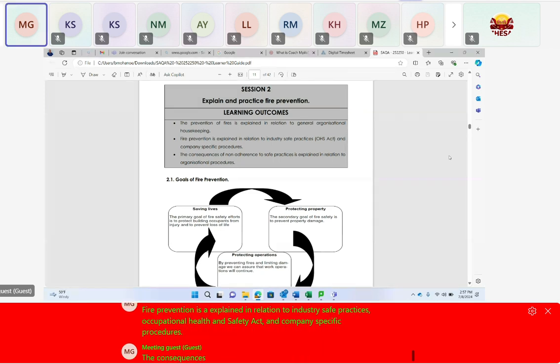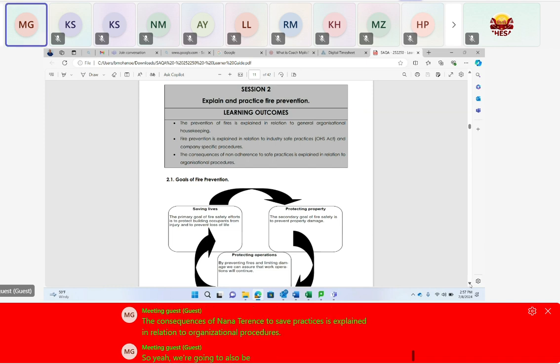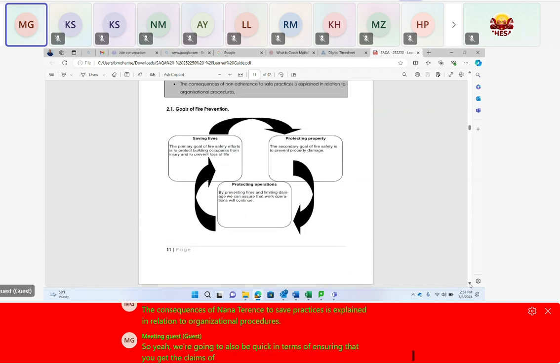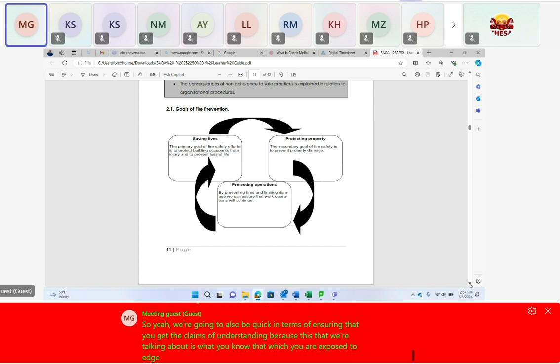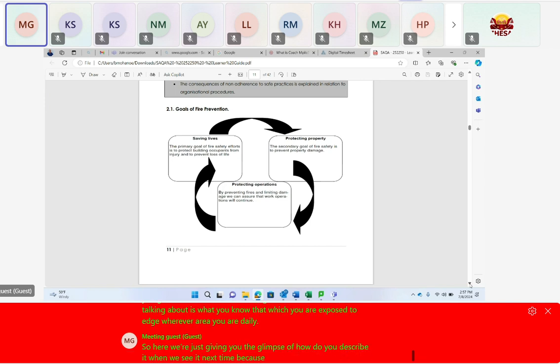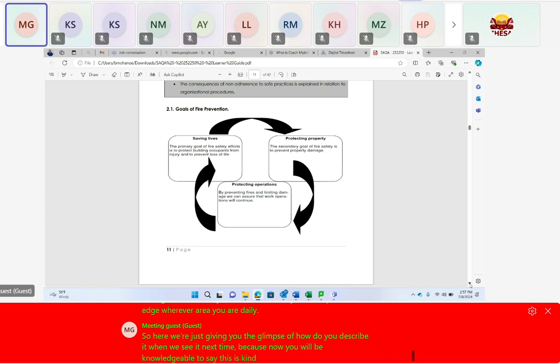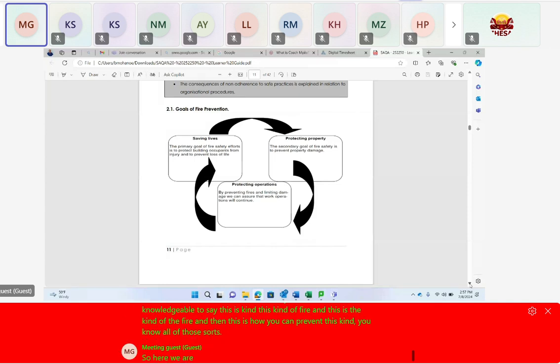The consequences of non-adherence to safe practices is explained in relation to organizational procedures. So here we are going to also be quick in terms of ensuring that you get the claims of understanding, because what we're talking about is that which you are exposed to daily, wherever your area is. So here we're just giving you a glimpse of how to describe it when you see it next time, because now you will be knowledgeable to say this is this kind of fire, and this is how you can prevent this kind, all of those sorts. So here we are just enhancing your knowledge vis-a-vis your live experience.